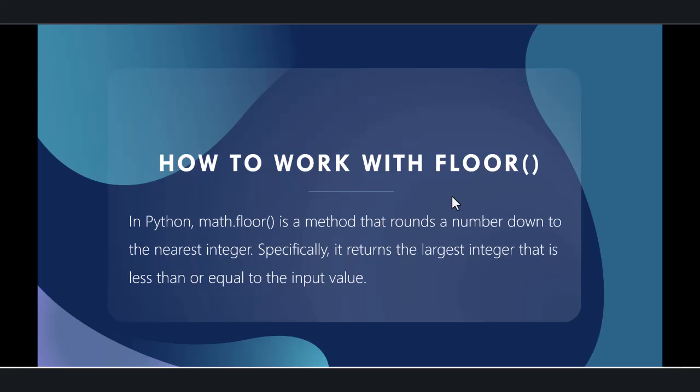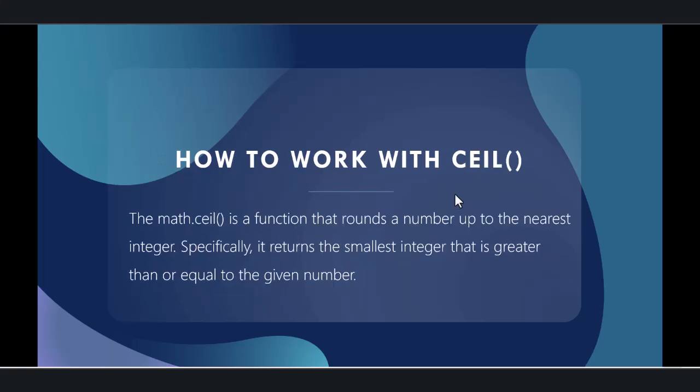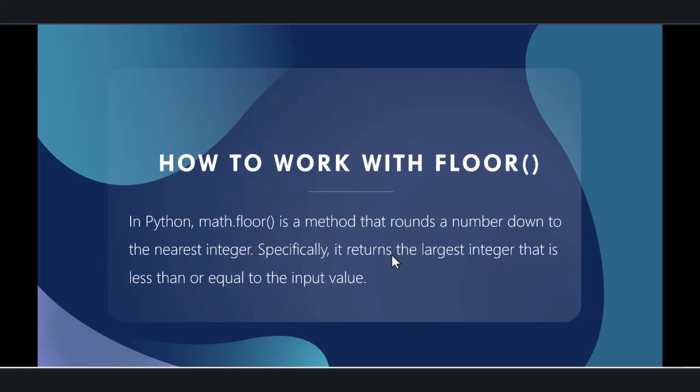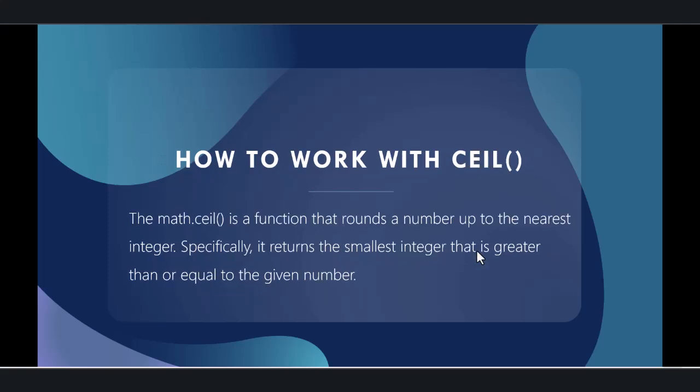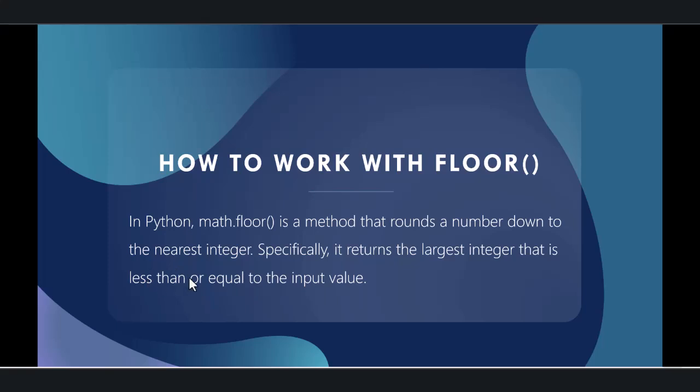Now we'll see the ceil function. This function rounds a number up to the nearest value. Floor and ceil are almost vice versa. There it was number down to the nearest integer, here number up to the nearest integer. Especially it returns the smallest integer which is greater than or equal to the given number. Here it is returning the smallest integer which is greater than or equal to the given number, whereas floor returns the greatest integer which is less than or equal.